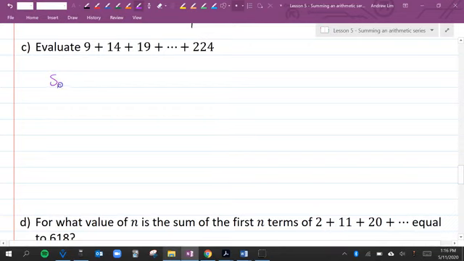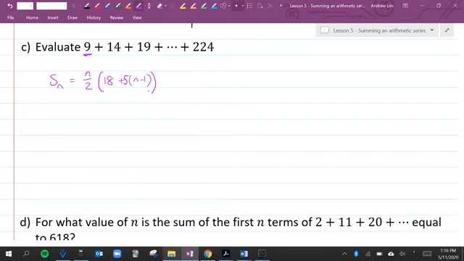So, sum of n terms, because we don't know how many terms there are, is n on 2 bracket 2a, a is 9, so 18, plus n minus 1 d times d, and d here is 5. I'll just put a 5 at the front instead of at the end. So it seems like we need to know what n is in order to work out the sum of these numbers.